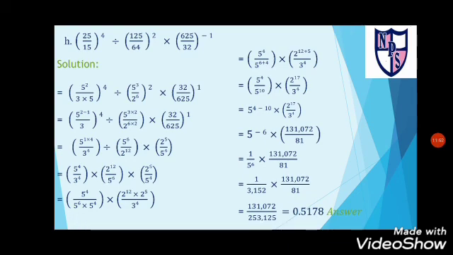3152. Now multiply 3152 with 81 to get a new answer. Then divide both the numbers. We have 0.5178 as our answer.